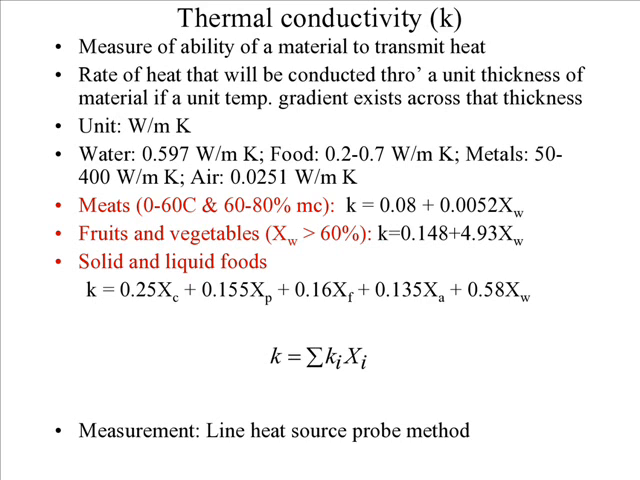When we look at certain biological materials, meats have thermal conductivities that are shown in the range below, and it's proportional to the percentage of water that's included. Fruits and vegetables and solid and liquid foods are also shown in terms of their relationship to either their component parts or to their percentage of water. The measurement is a line heat source probe method, which will give you a measurement of the thermal conductivity of a food.